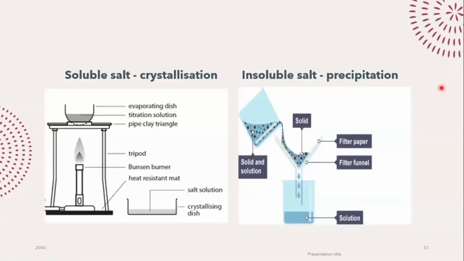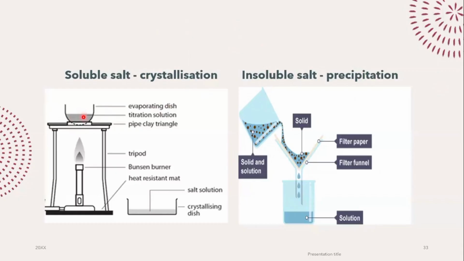Now, once you have the salt, you also need to obtain the salt. You need to separate it out from the rest of the components, right? How do we separate the salt once it's ready? For the soluble salt, we use the crystallization method. For the insoluble salt, we use the precipitation method. The crystallization method, how is that done? Quite simply put, we take our evaporating dish. Inside the evaporating dish, we add our solution.